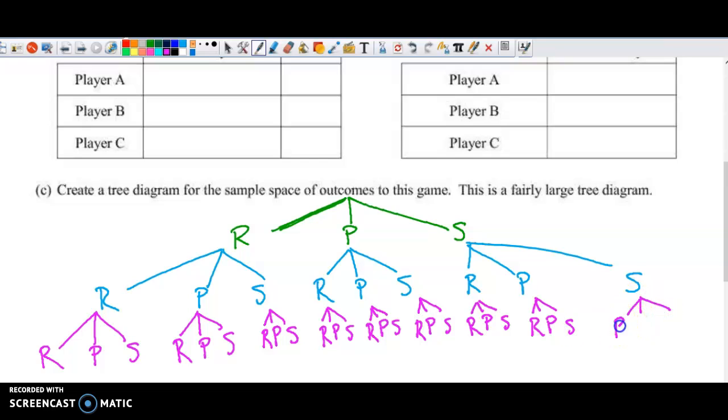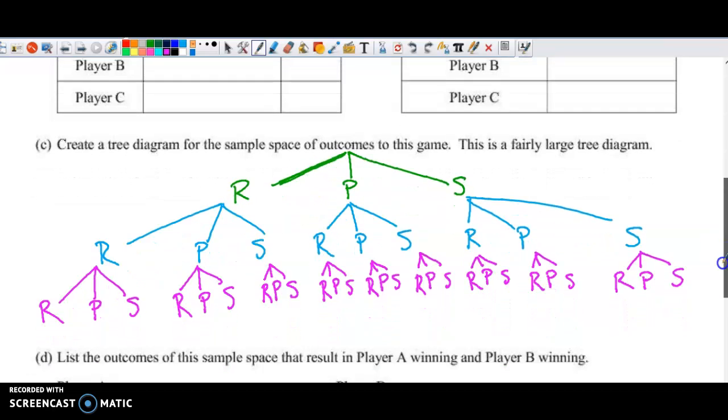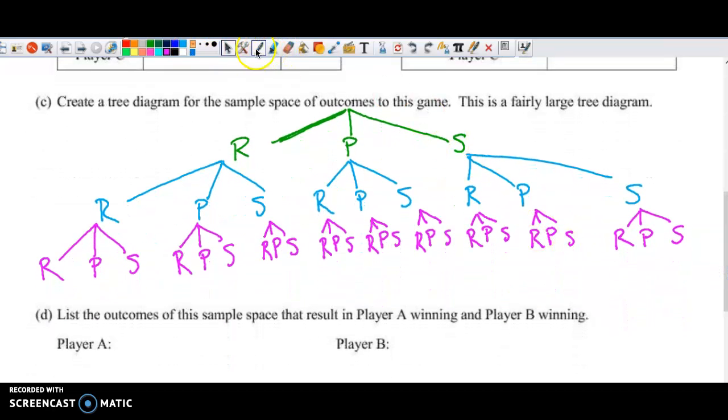But what might be helpful is to start thinking about how to do these problems quickly. We're going to learn this pretty soon. In this tree diagram, what you'll see is that we have 3 times 3 times 3. We'll summarize this again later, that there's 27 as your total sample space.